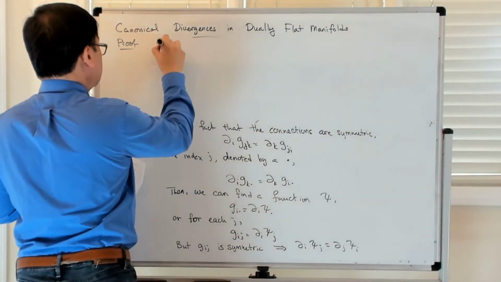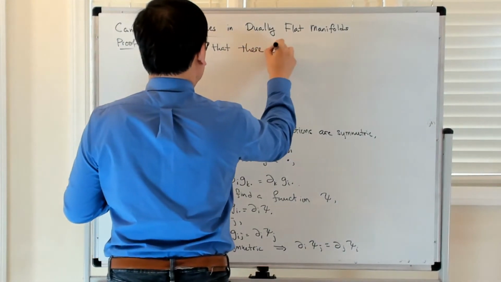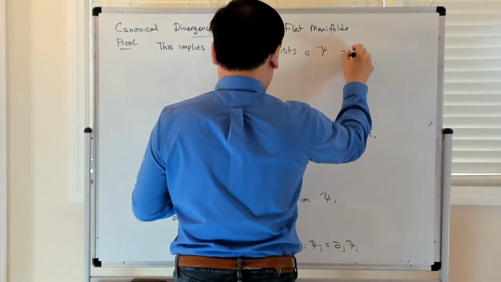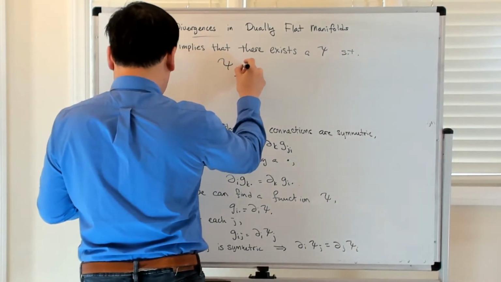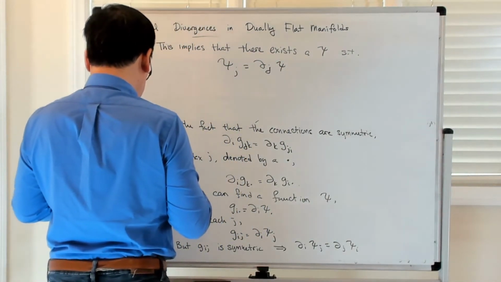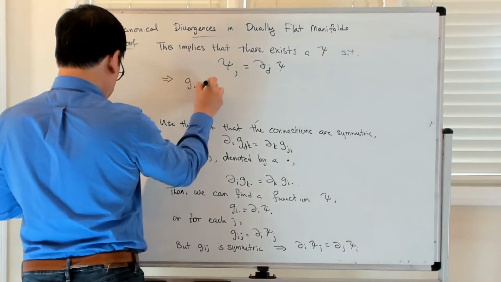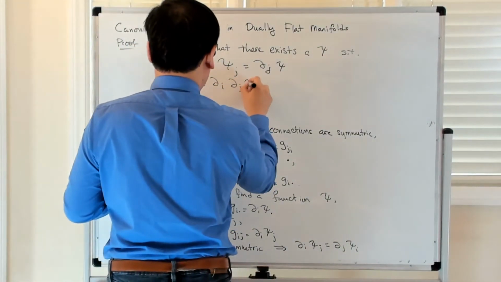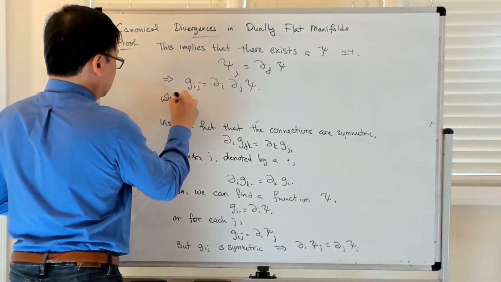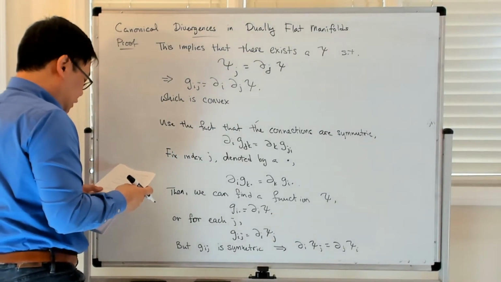So this implies that there exists phi such that psi_j is equal to the partial with respect to j of phi. And then this implies that g_ij is just this mixed partial of phi. And this is convex, since g_ij is part of a matrix which is positive definite.